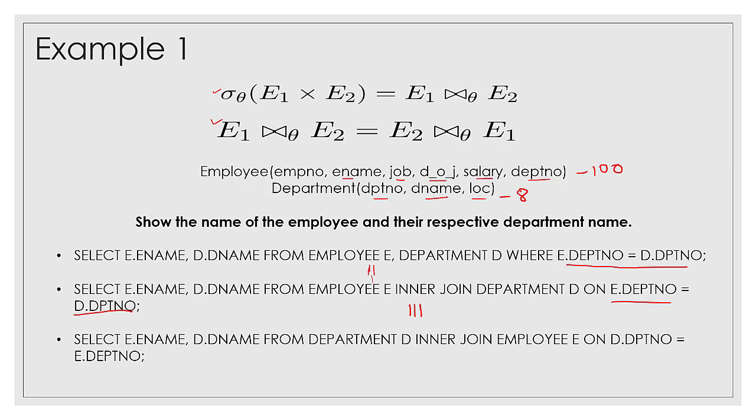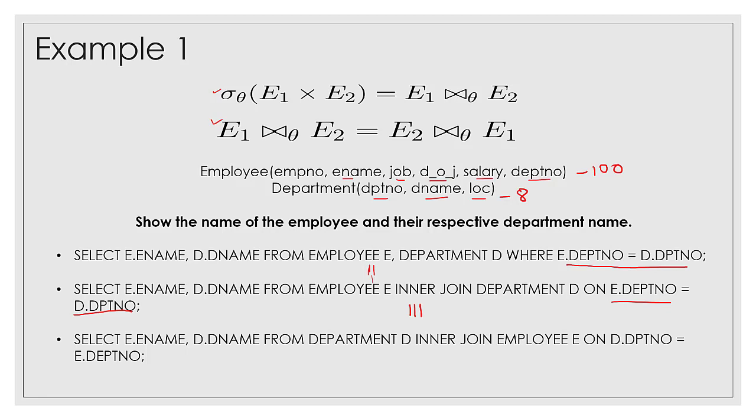Which condition? The department number of the employee and the department number of the department will be the same. So first it will produce 800 rows and then it will select some of them depending on the theta condition. Now this will take much more time than if we perform the theta join.